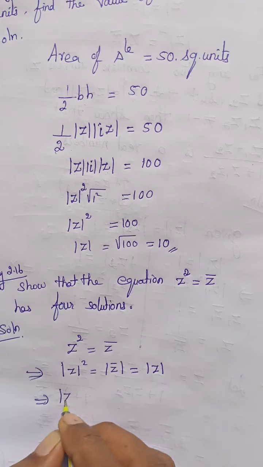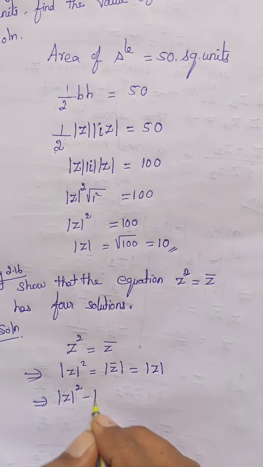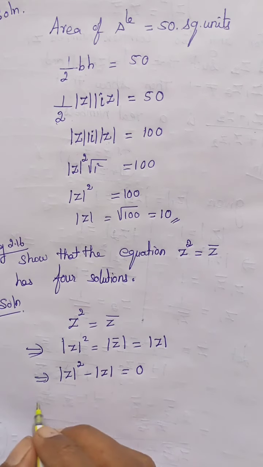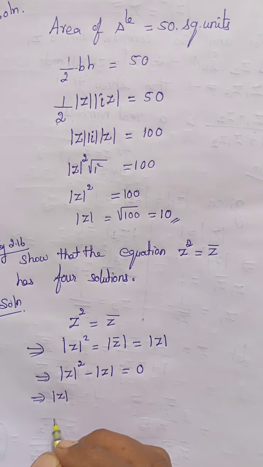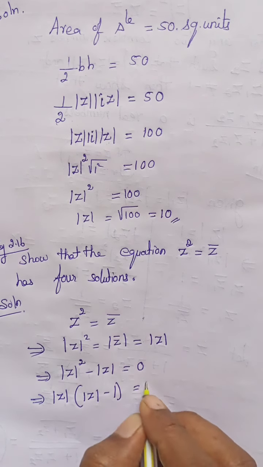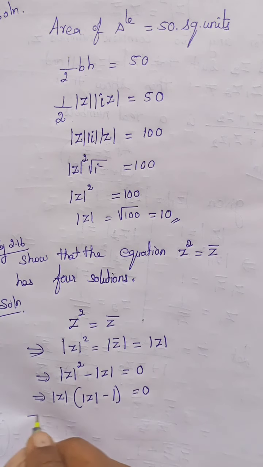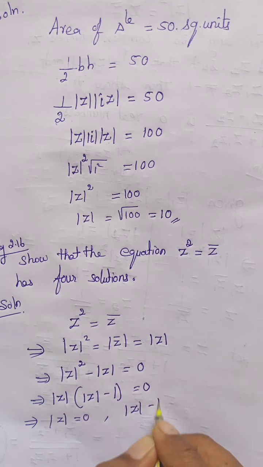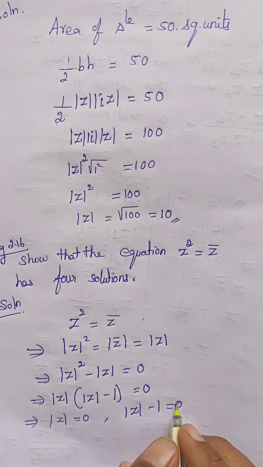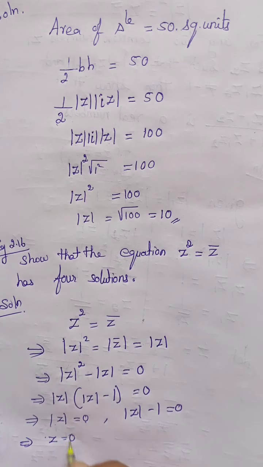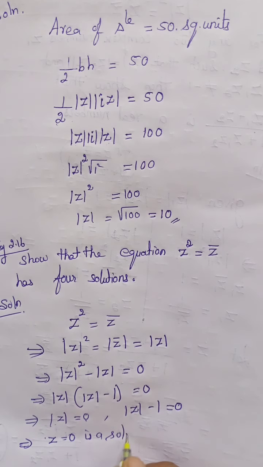So which implies, see, modulus Z the whole square, take this to the left hand side, minus modulus Z is equal to 0. Now in these two, modulus Z is common. I am taking it out. So modulus Z into modulus Z minus 1 is equal to 0. So we get modulus Z is equal to 0 or modulus Z minus 1 equal to 0. See, modulus Z equal to 0 implies Z is equal to 0 is one solution.